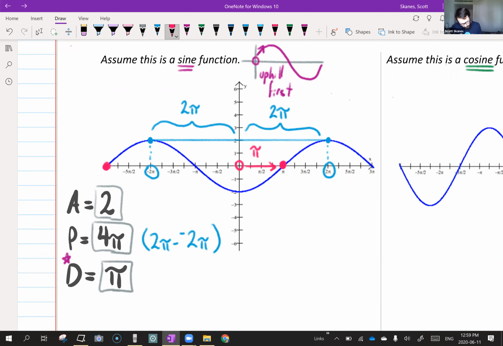Or the other way you could do it is to go all the way over to the left and say, hey, that's my displacement. And you can say that is actually negative 3 pi.